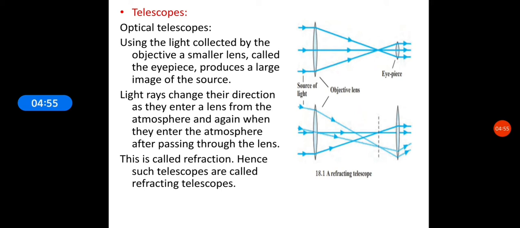Let's look at the construction and working of refracting telescopes. Most optical telescopes are made with two or more lenses as shown in the figure. To collect the maximum amount of light coming from a heavenly object, the objective lens should be made as large as possible. Using the light collected by the objective, a smaller lens called eyepiece produces a large image of the source. Light rays change their direction as they enter the lens from the atmosphere and again when they enter the atmosphere after passing through the lens, and this is called refraction, and hence such telescopes are called refracting telescopes.